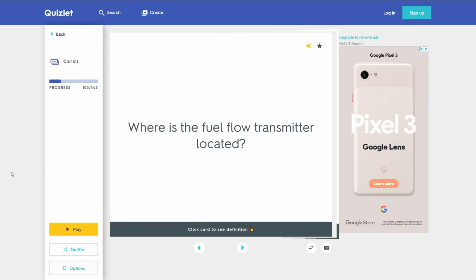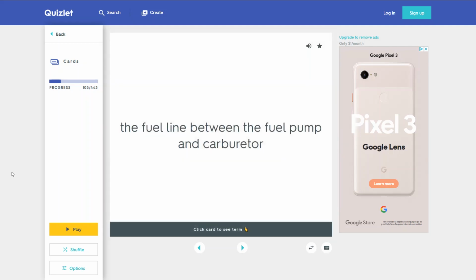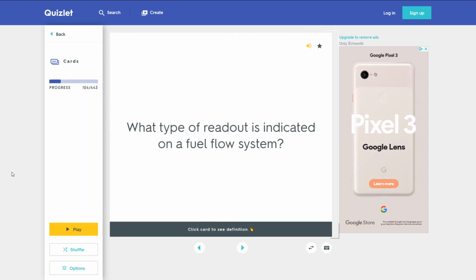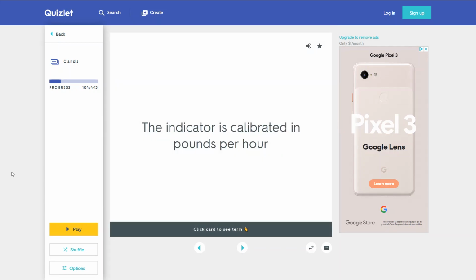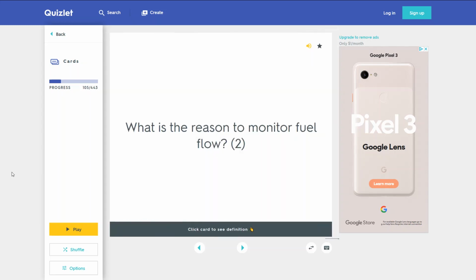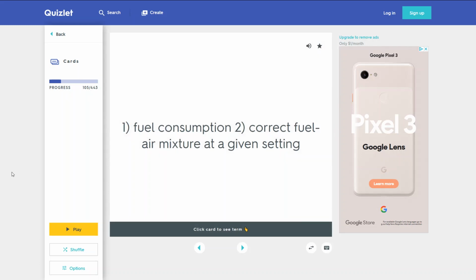Where is the fuel flow transmitter located? The fuel line between the fuel pump and carburetor. What type of readout is indicated on a fuel flow system? The indicator is calibrated in pounds per hour. What is the reason to monitor fuel flow? 1. Fuel consumption. 2. Correct fuel-air mixture at a given setting.